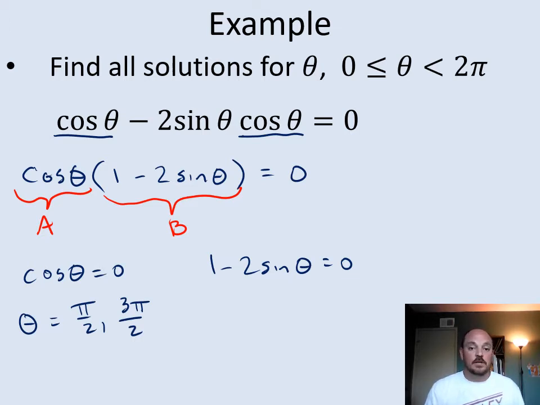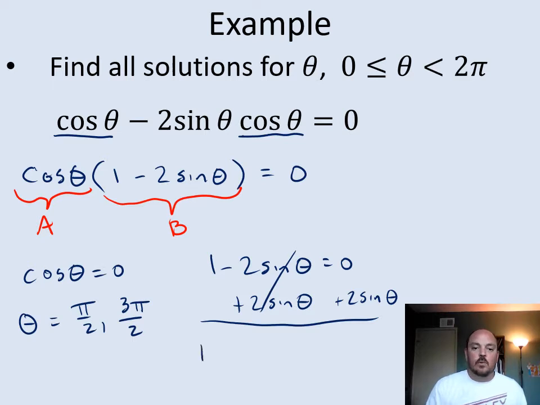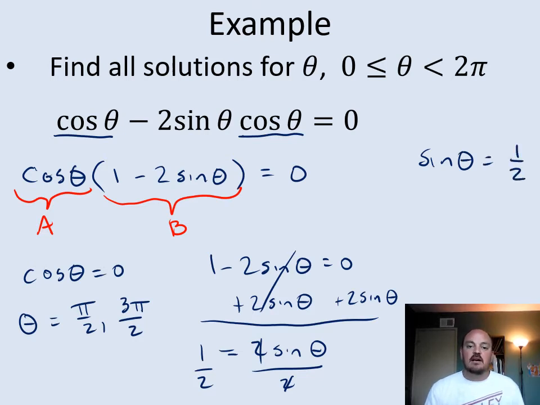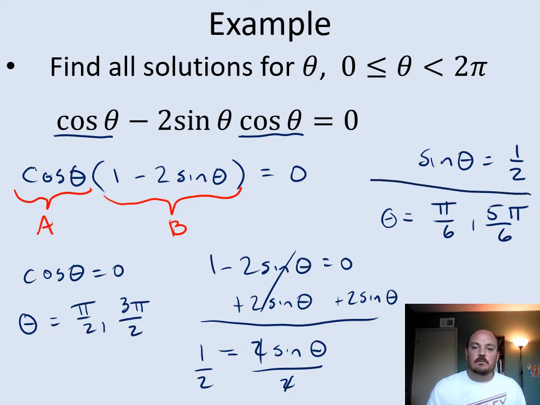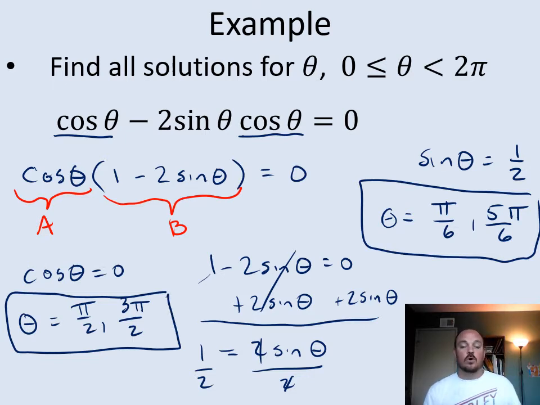This becomes like a part 1 question. So what I would do is add 2 sine theta to both sides. And we get 1 equals 2 sine theta. Let's divide that 2 out of there to cancel that. And what we end up with is sine theta equals 1/2. So our other two answers are going to be the two places from the unit circle where sine equals 1/2. And that would be pi over 6 and 5 pi over 6. So we get 4 total answers. These 4 things here together are all the answer.